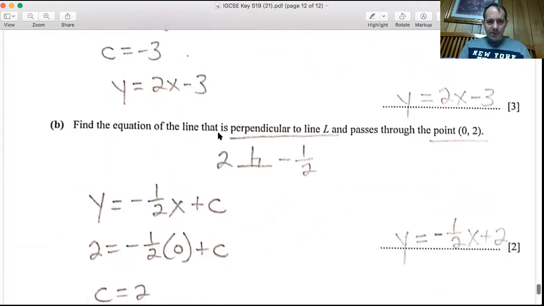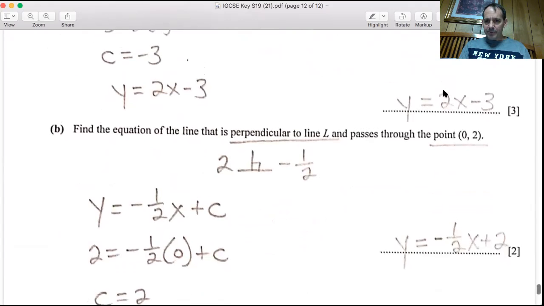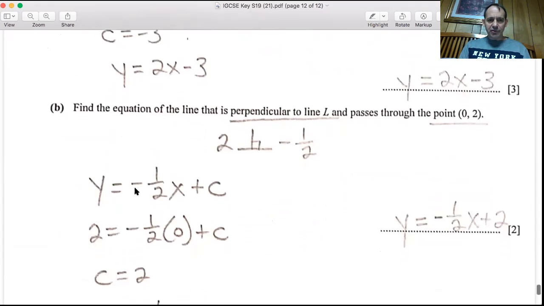Moving on, find the equation of a line that is perpendicular to line L and passes through the point 0, 2. So remember, perpendicular means your slope is a negative reciprocal. Here's our slope from the previous line, 2. So that means the negative reciprocal is -1/2. That is our new slope for our perpendicular line. We still use y equals mx plus c, but now our m is perpendicular, meaning it's -1/2.